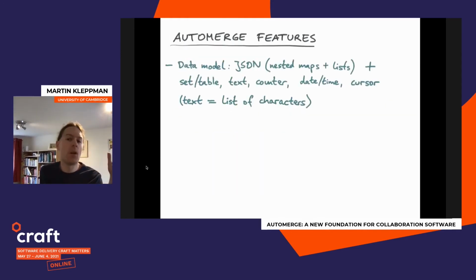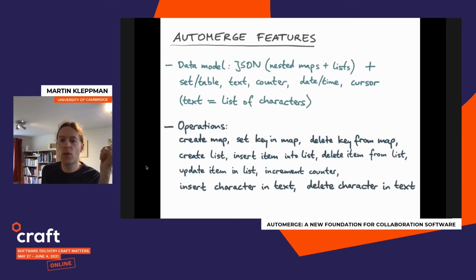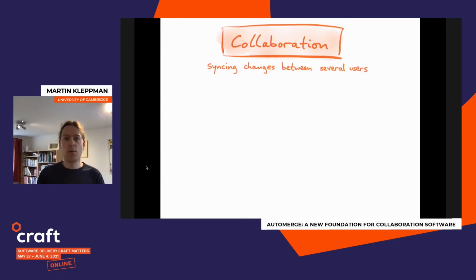And so just to give you an idea of what changes those are, since we have a JSON data model with a couple of extensions, the operations are creating a map, updating a map, deleting a key from a map, and in a list, inserting or deleting items. We can have counters, we can have inserting and deleting text, and so on. So all of these things can be handled automatically.